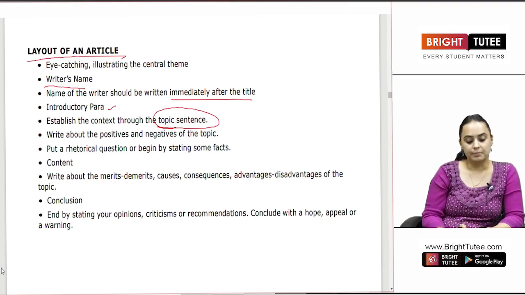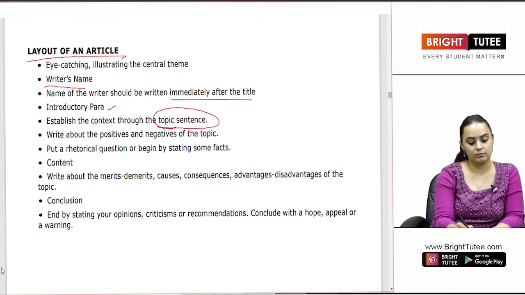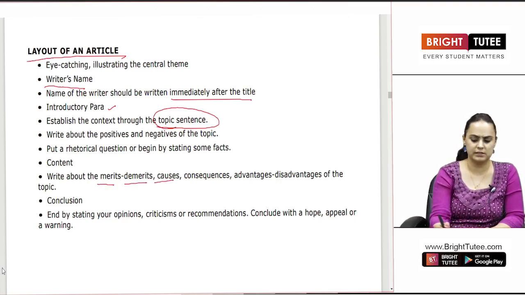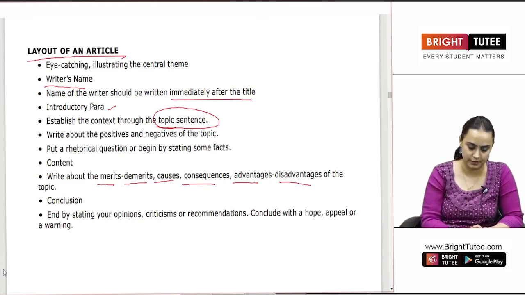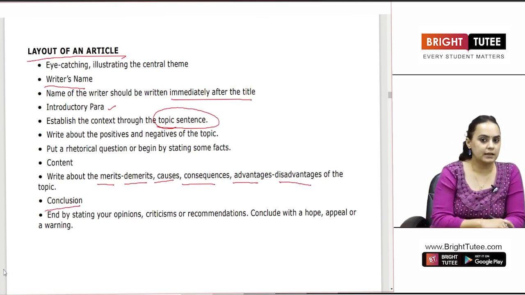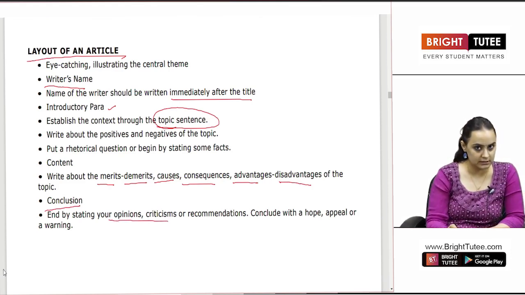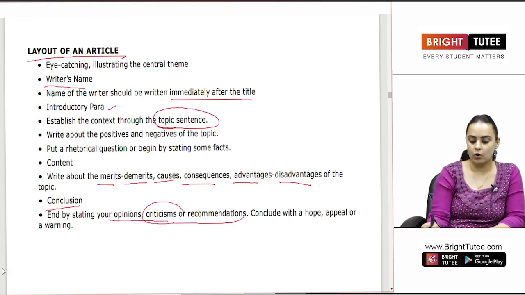Write about the merits, the positives, the negatives, the causes, the result, advantages, disadvantages, everything of the topic. At the end, how do you conclude? By stating your opinions, criticizing or recommending.